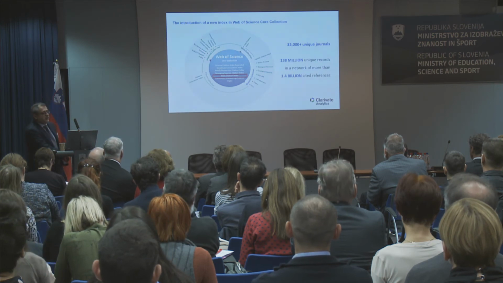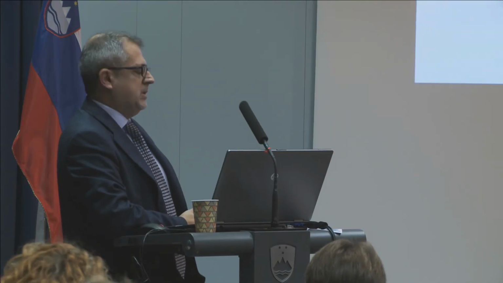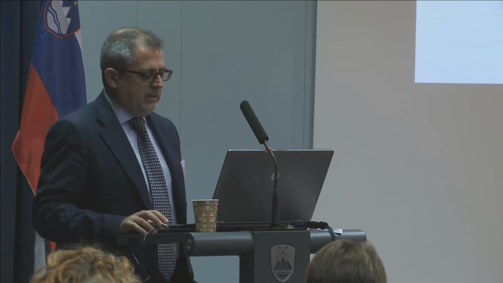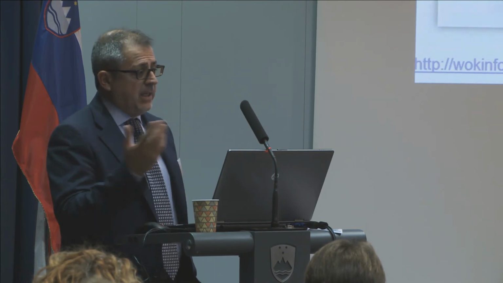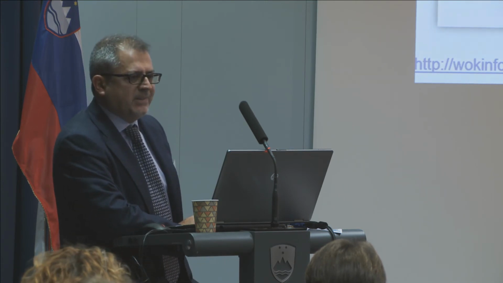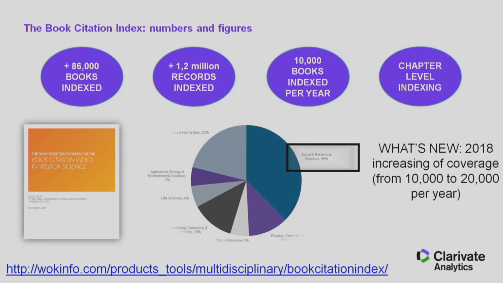Then the Book Citation Index, as I said, it's important the type of document. We introduced this a few years ago, the Book Citation Index, so the specific index for books and book chapters. And again, here are some data and numbers. Let me only point out the fact that we index the books at chapter level. So you have the books, and you have also the different chapters of the books.